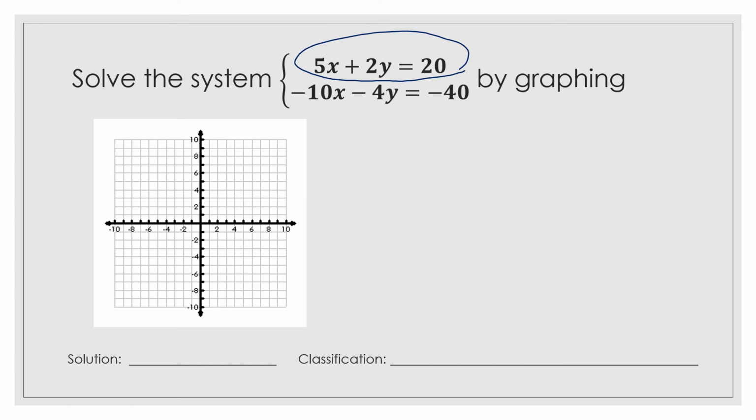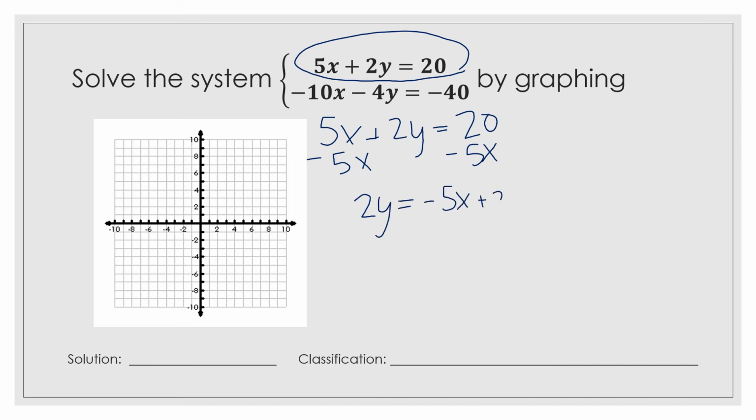So if you manipulate this equation and change it into slope-intercept, then you're going to get more points on your graph and be able to see where they cross each other. So I'm going to change both of these into slope-intercept, especially since I'm not using a ruler. But again, you can do it either way on yours. So I'm going to move the 5x to the right. So we get 2y equals negative 5x plus 20. And then we're going to divide everything by 2. So we get y equals negative 5 over 2x plus 10.